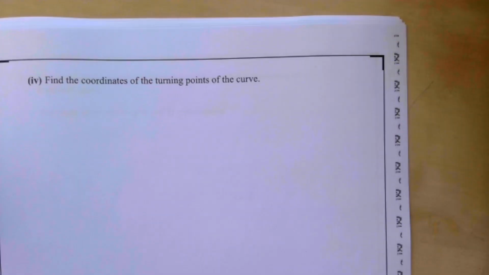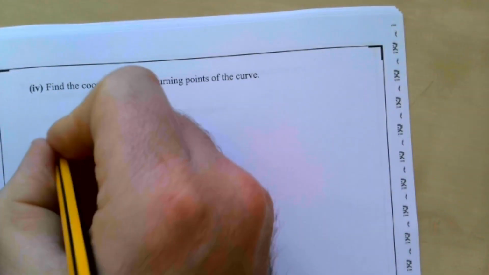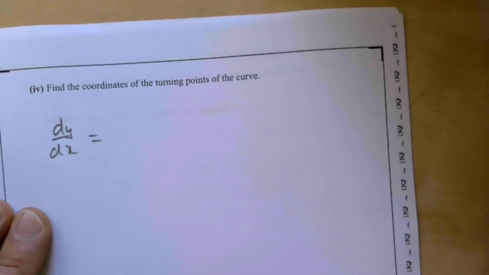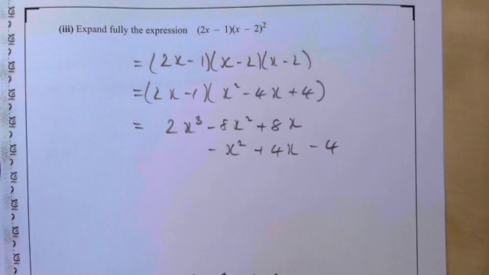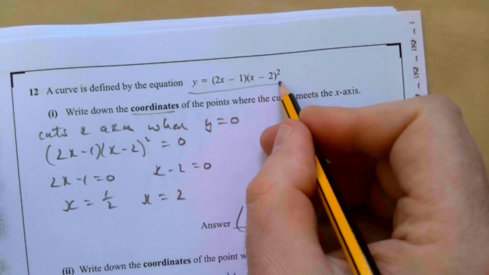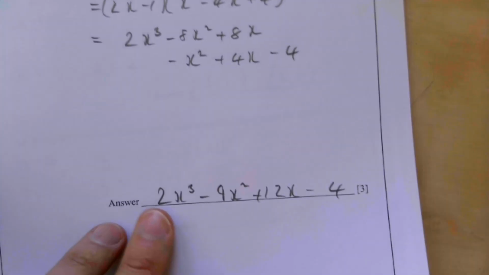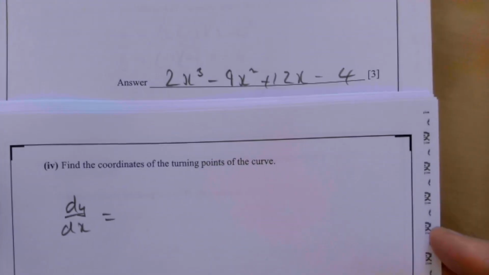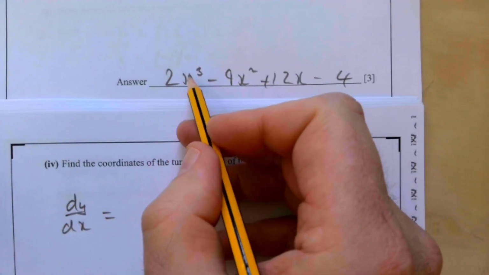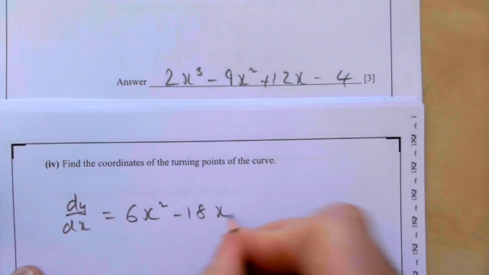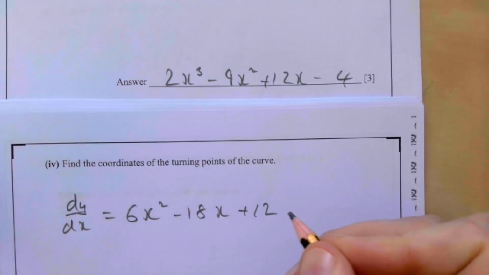Find the coordinates of the turning points of the curve. Yep, we're heading that way, so we need to find then dy by dx. So let's make sure we know what's going on here. This was our original, and we've multiplied out this bit. That was the last thing we did, and we have that. So if we let y equal that, then to differentiate that, we just differentiate each of those terms. So to differentiate this, we're going to get 6x squared minus 18x, and that's plus 12.